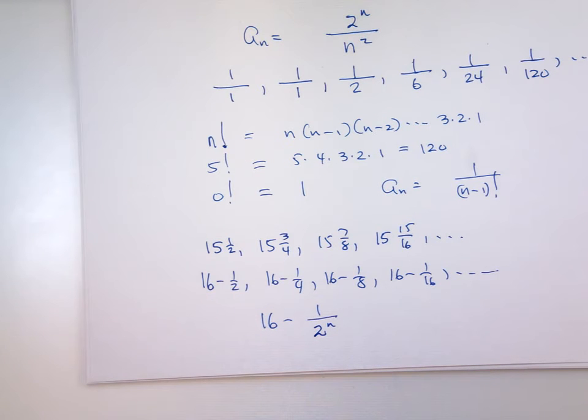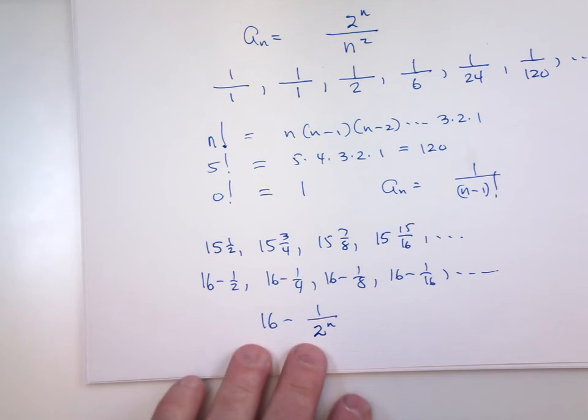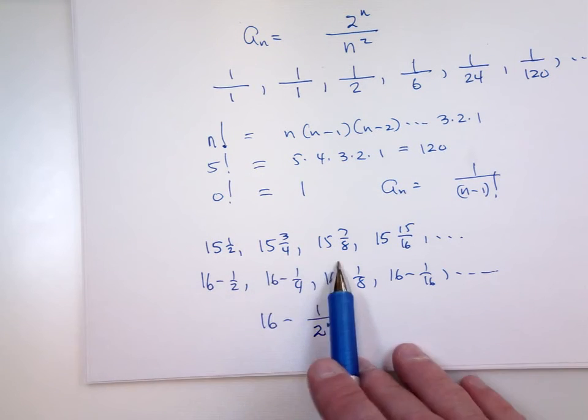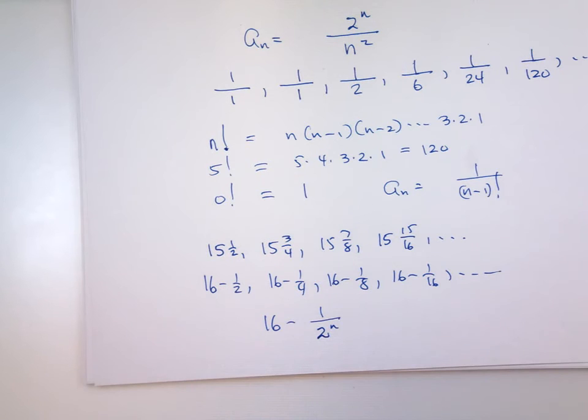Here's a sequence. What it's doing is increasing all the time: 15 and a half, 15 3/4, 15 7/8. But it's bounded above by 16. It can't get past 16. You know what? That sequence converges. It converges to 16. And you can see it by taking the limit as n goes to infinity here. This will go to infinity. This will go to 0. That sequence is converging to 16.